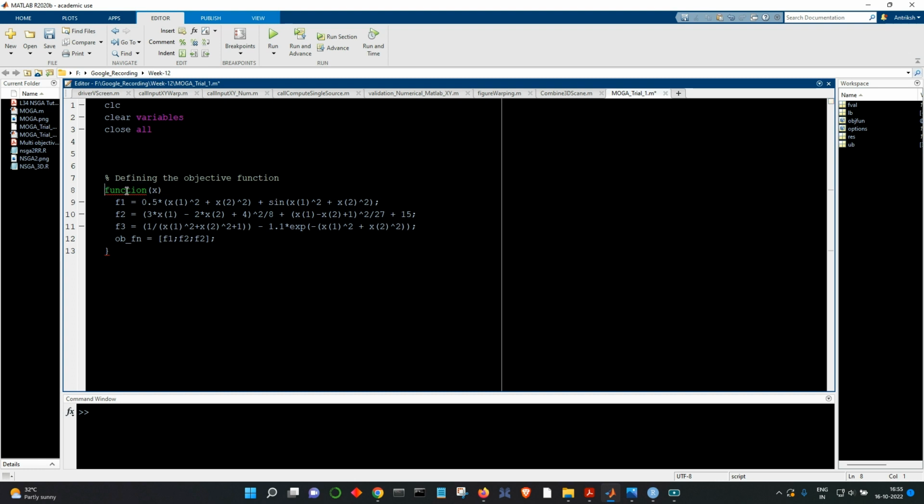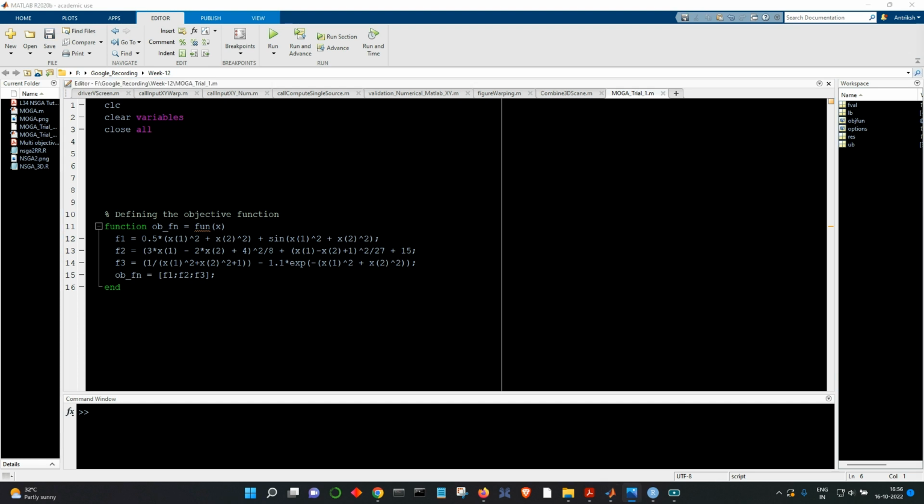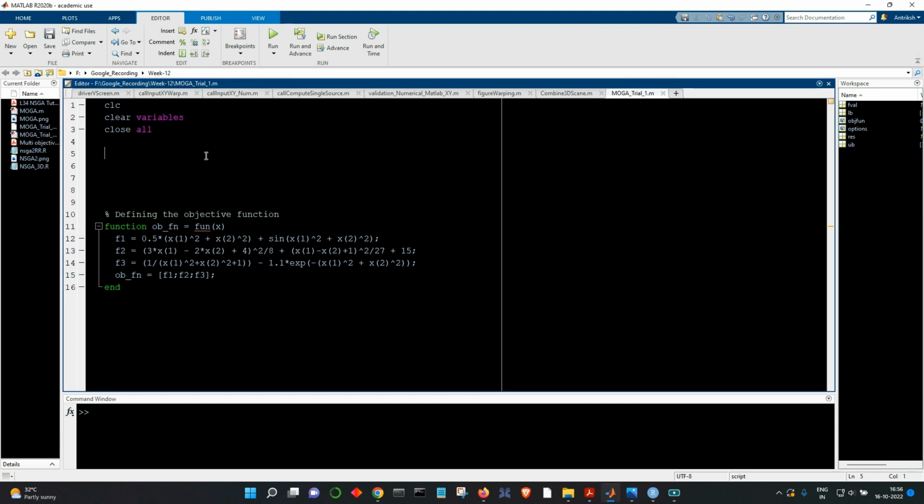And how we define a function in MATLAB is: function, then space, output is equal to function name and input. So let's call it func. Here F3 is not used, because I repeated F2 here, so I need to keep F3, and we can remove this curly bracket and put end. Now this is the proper definition of a function, and in MATLAB we need to have the function definition in the end of the script. So this is going to be in the end, and above we are going to define our problem.